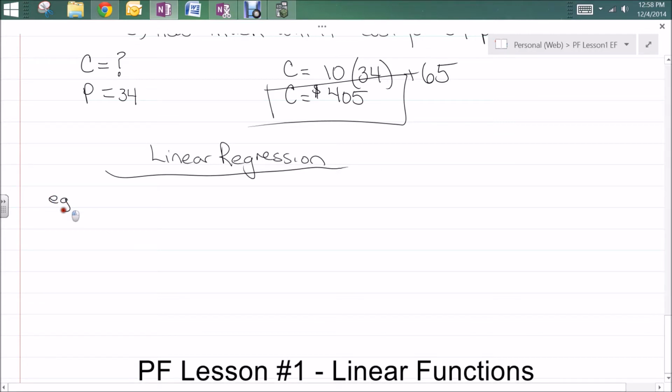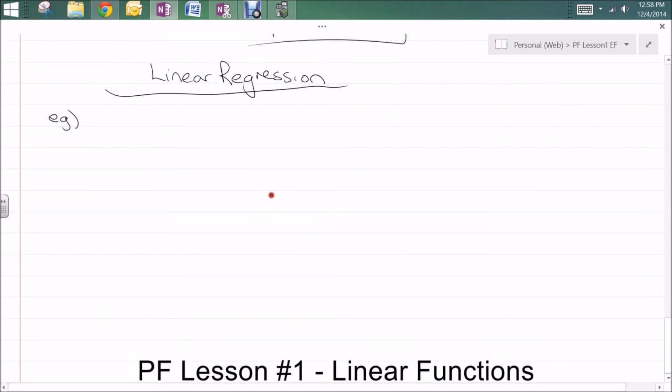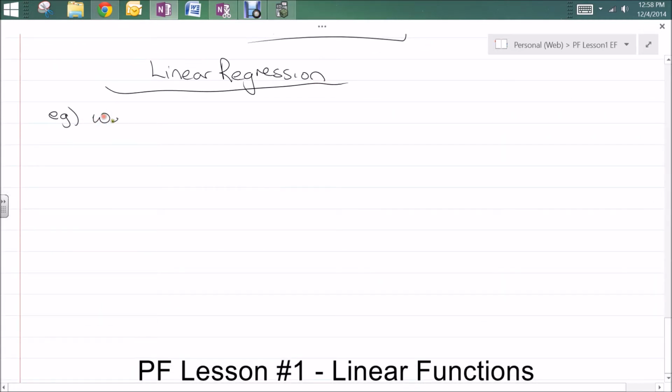For example, we know the following, and I'm going to give you a table. I'm going to put it on the left. Degrees Celsius, table, degrees Fahrenheit. You know that they are not the same.